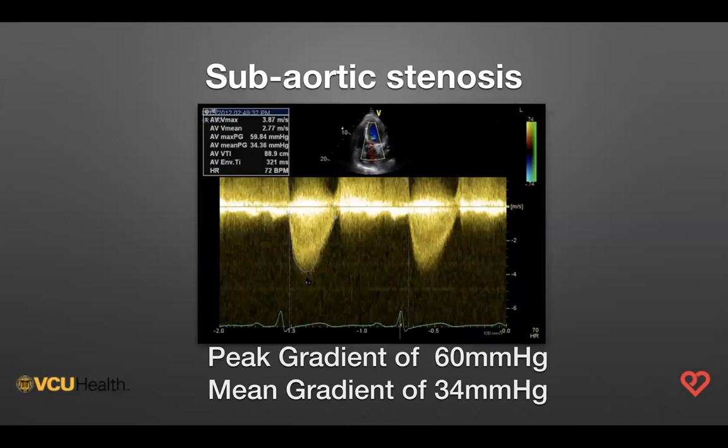Continuous wave Doppler shows a peak gradient of 60 millimeters of mercury and a mean of 34. You see above the baseline, there is also aortic insufficiency.